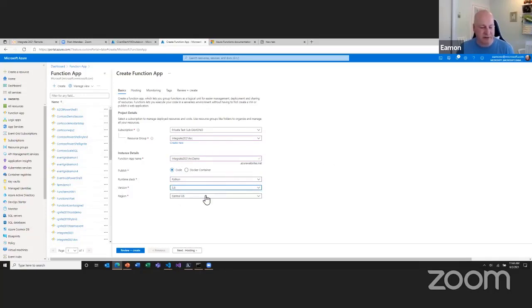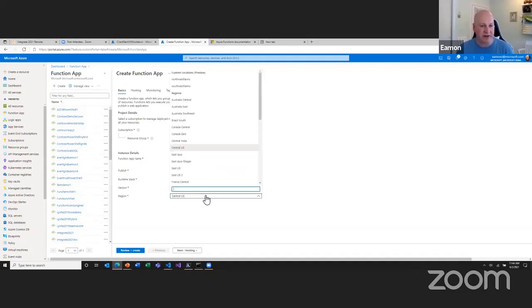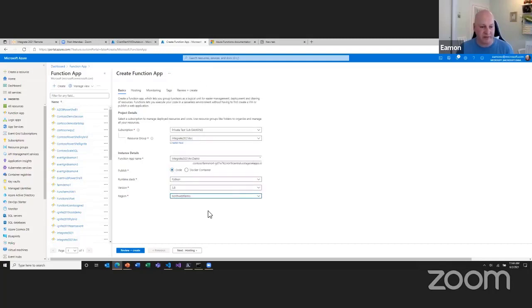But the key difference with Arc is now the same developer experience you have when you're building on top of Azure is now available when it's actually running in your own on-premises environment, or even in a Kubernetes environment hosted in Azure like AKS. So what you'll notice here is all the traditional regions that you could pick normally to host this application. There's now new ones called custom locations. And these are ones that your organization has built that allows you to host this function app. So I'll pick Northwest Farms.